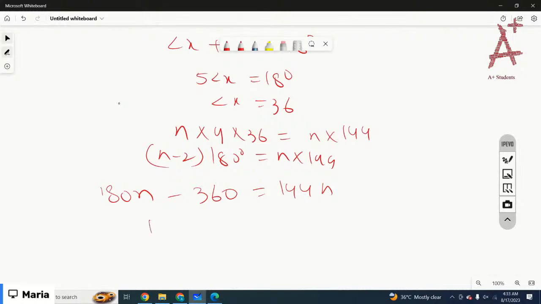Just move 144n here, so 180n minus 144n equals 360. 180 minus 144 is 36, and 36n equals 360. So when you divide both sides by 36, that would be 10. That means the polygon has 10 sides.